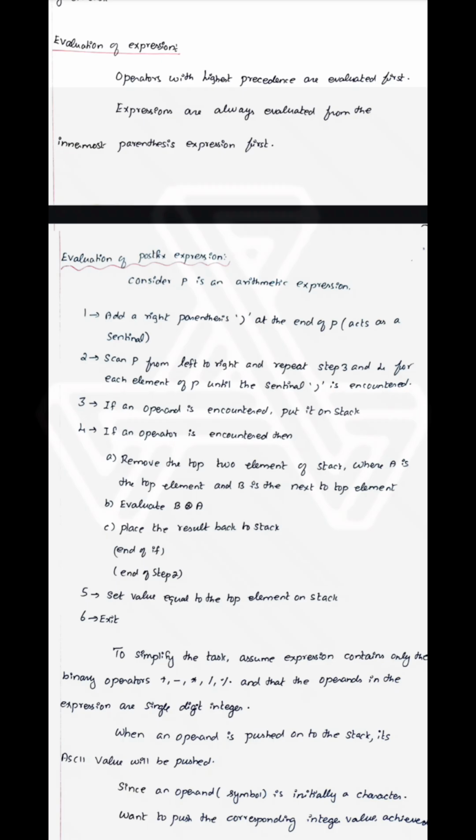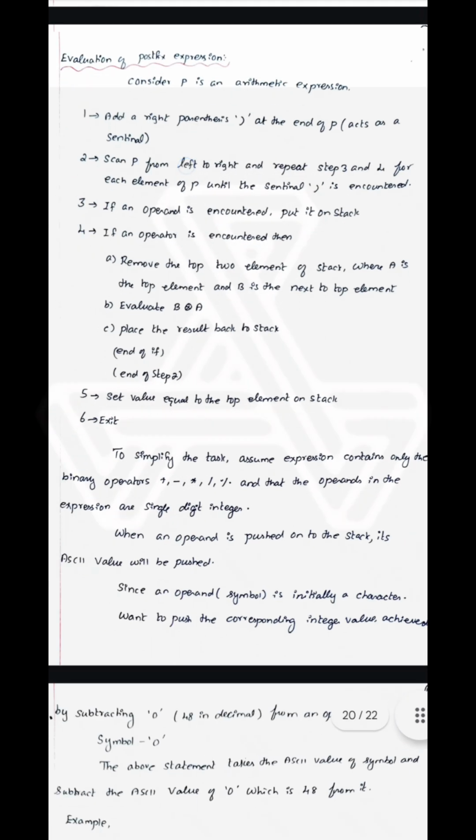If an operand is encountered, put it on the stack. If an operator is encountered, then remove the top two elements of the stack, where A is the top element and B is the next top element. Evaluate B operator A. Place the result back on the stack. End of if, end of step 2. Set value equal to the top element on the stack. Exit.